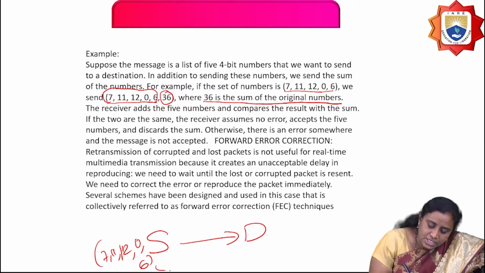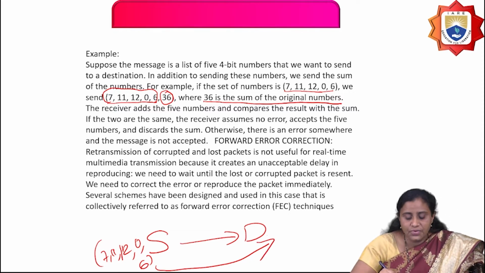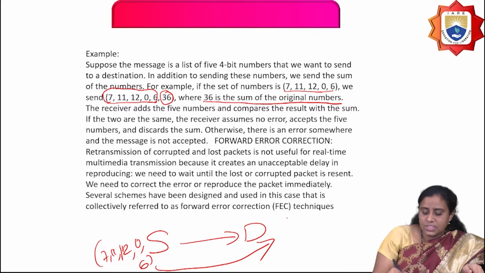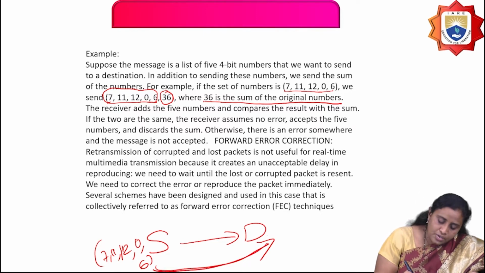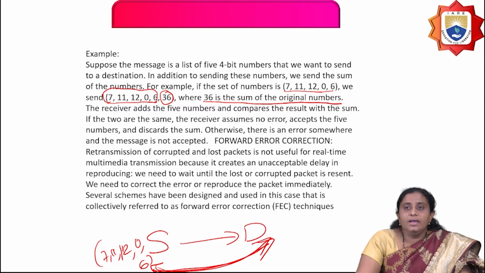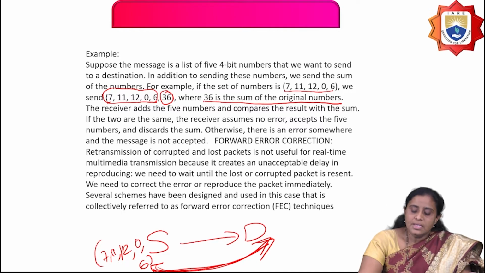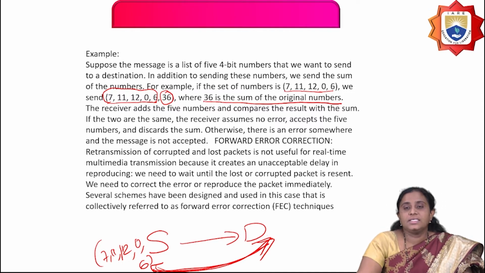Whenever these bits are transmitted over a physical link from one source to the destination, the receiver needs to check whether these 5 numbers are coming in the same mode, and the destination host needs to compare the whole sum with the one from the source host. If there is no error, it accepts the 5 numbers and discards the sum. Otherwise, there is an error somewhere and the message is not accepted.